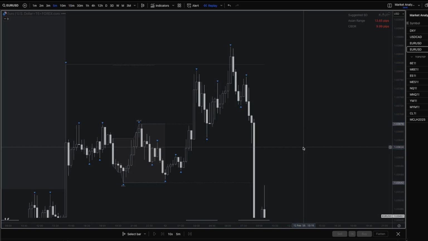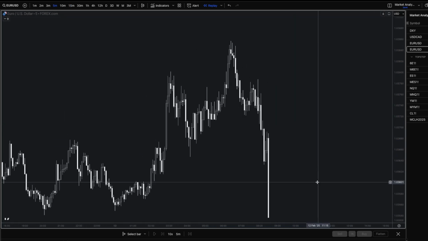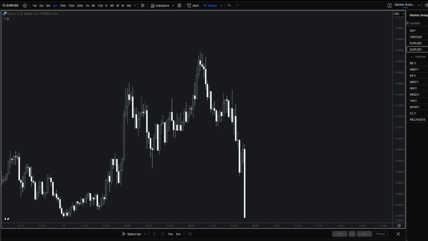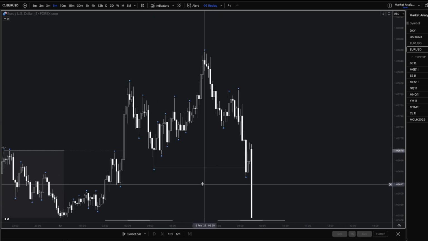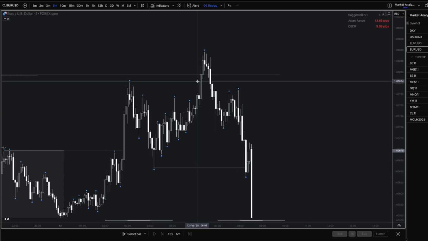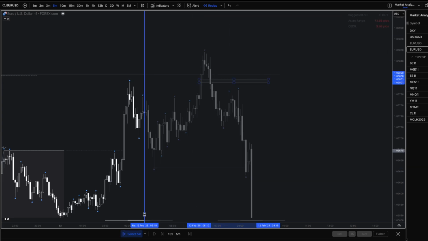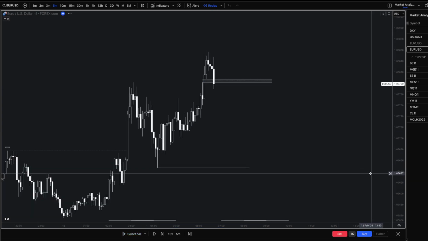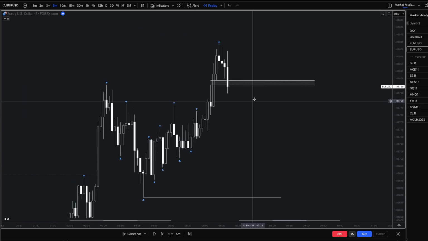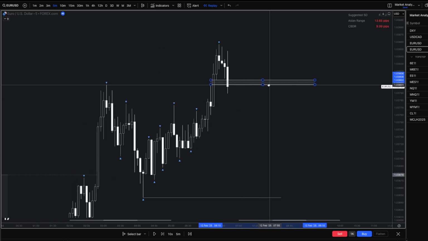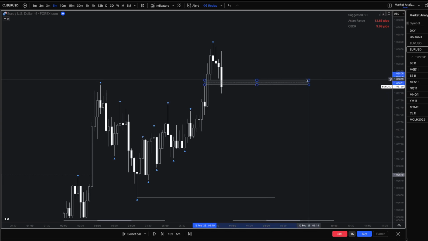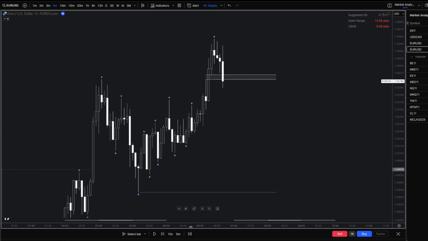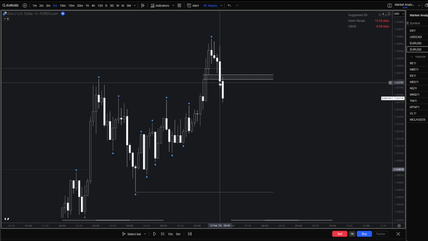However, for me, I then went down to, say, the M5 in this scenario, just because I could see that, okay, cool, I have a basic idea of where I want to potentially get in. Let me see if I can refine it. And if you have a look over here, there was this. So if I just quickly hop back in now, there was this M5 displacement sitting over here, which was going to be potentially acting as my inversion level if we got a close below.